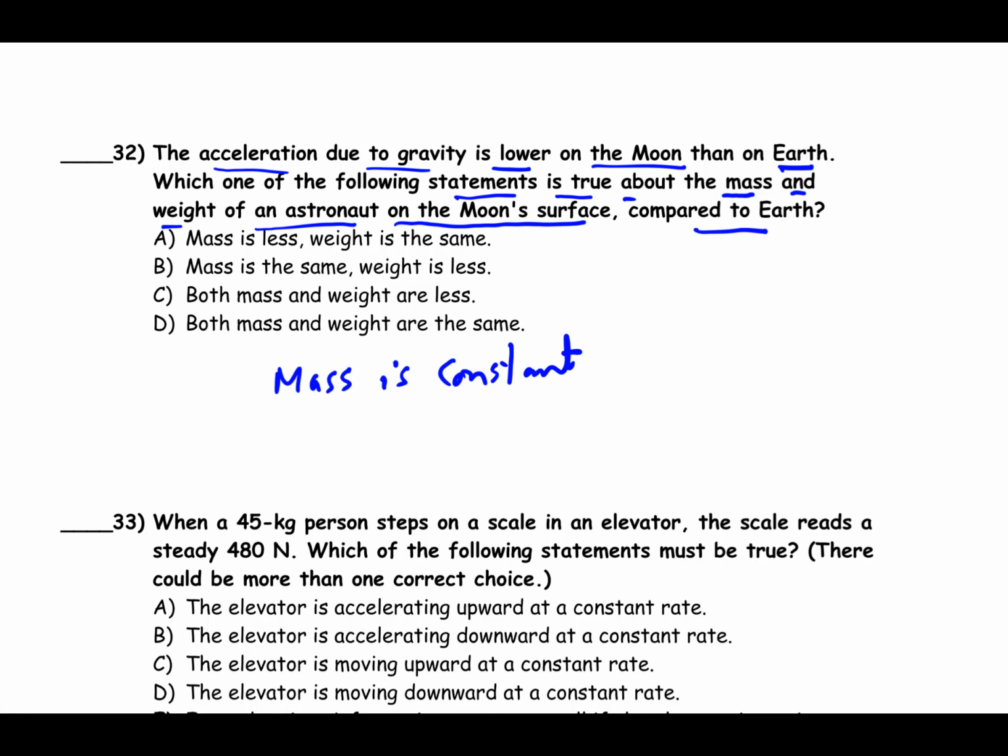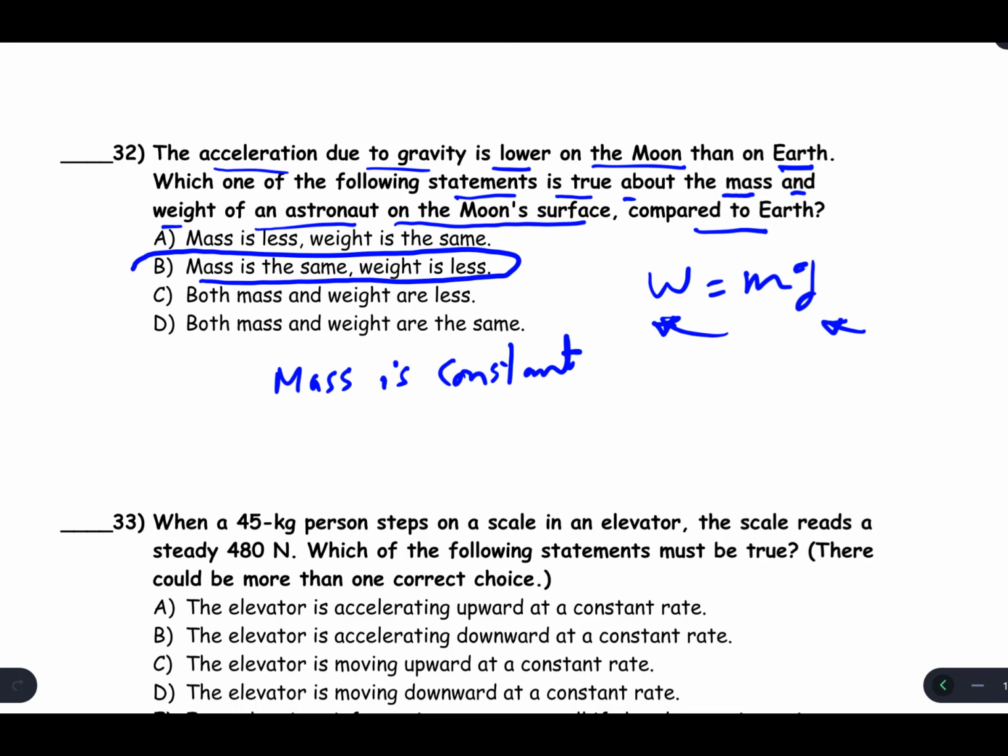The amount of matter inside your body is constant, guys. But weight changes. Weight equals mg. If g on the moon is less than g on Earth, then your weight on the moon is less than your weight on the Earth. So mass is the same, weight is less. So the answer is B.